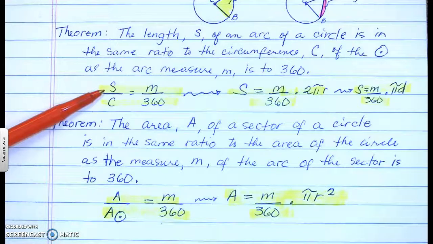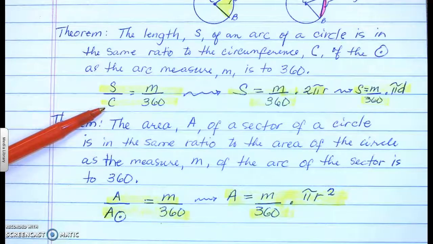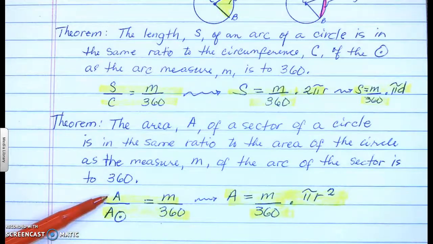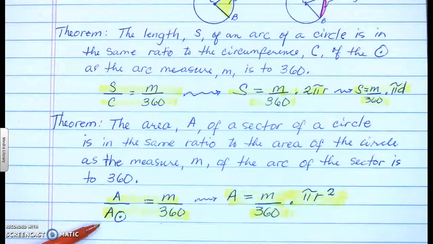So here, if you're looking for the length of an arc, you will have to go ahead and divide that by the circumference. So part of the arc over the circumference, but here, area of what you're looking for over the area of a circle equals M over 360. It's kind of the same. So now, if I'm just going to isolate the A, the one that I'm looking for, then you will have M over 360 times pi r squared.